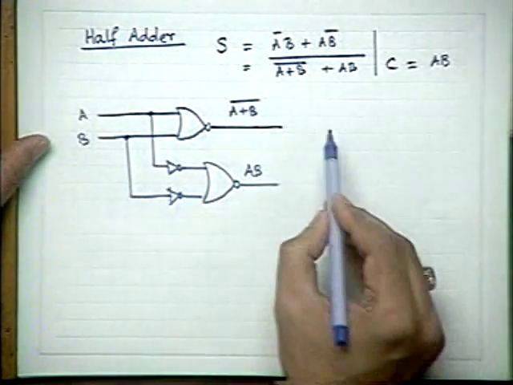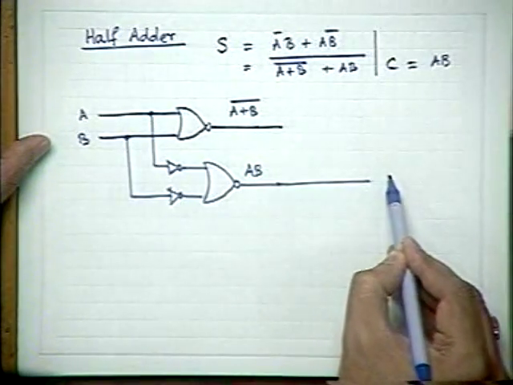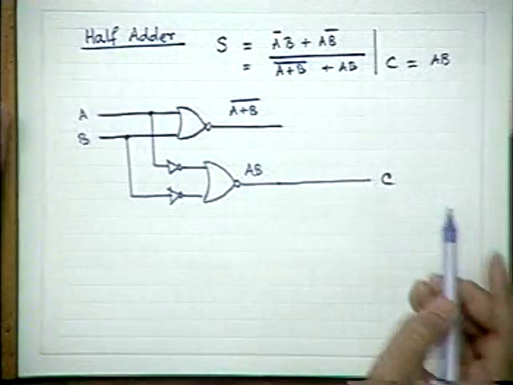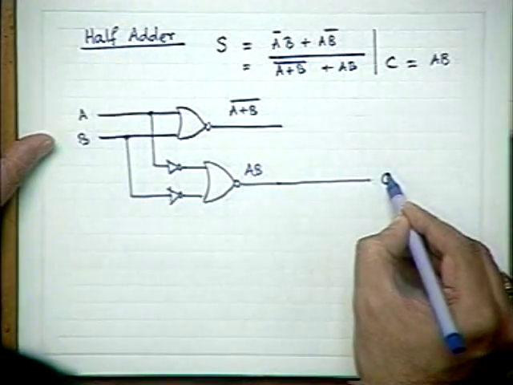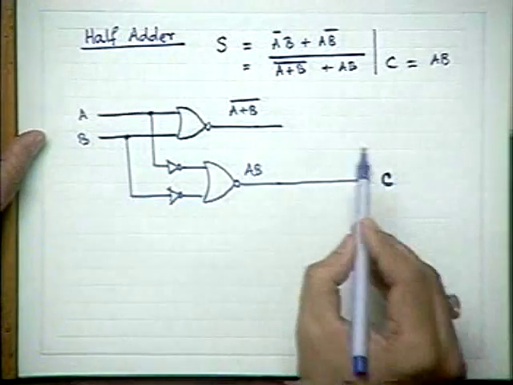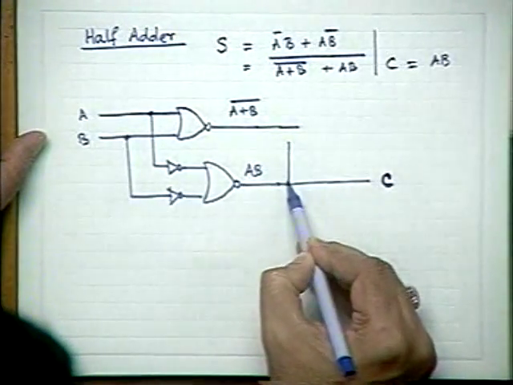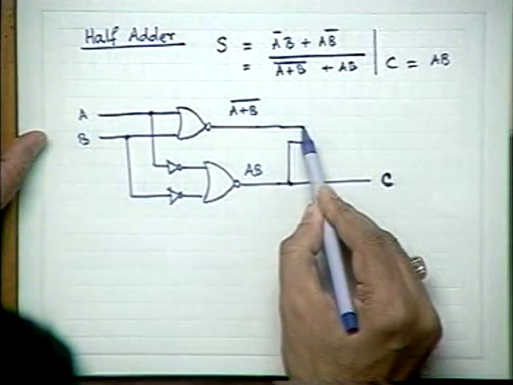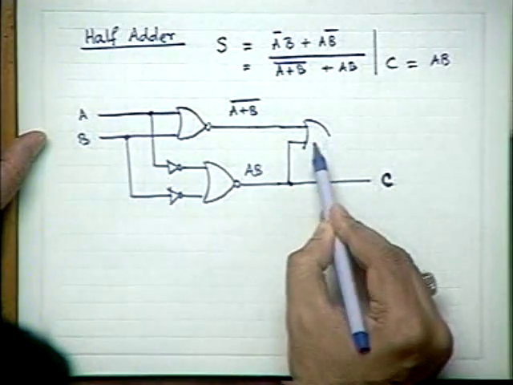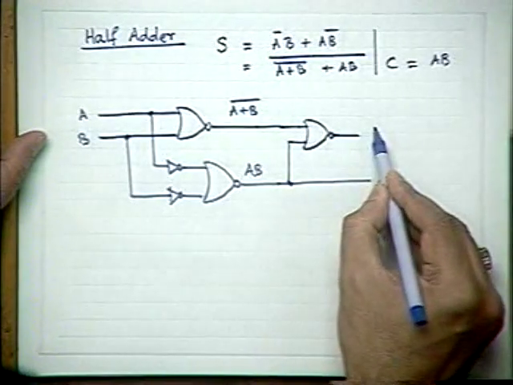Okay? And ultimately, this one is giving straight C, the carry out from the half adder. And the same thing you apply here, and passing through an exclusive OR gate, you get S.